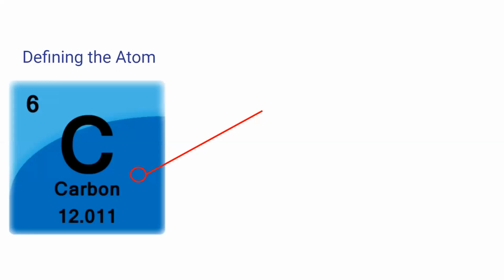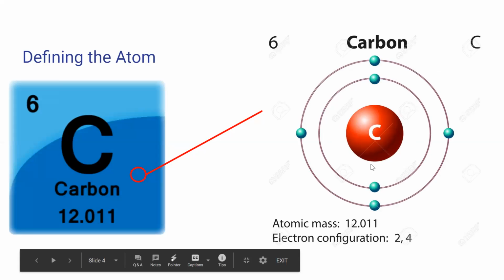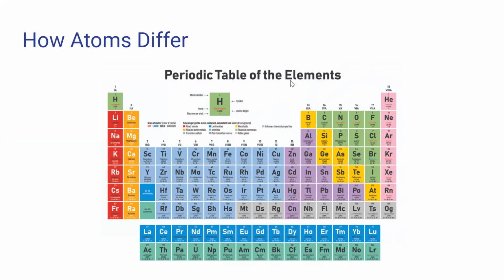So the atom is the simplest component in an element. So if you look inside, this is a carbon atom. It's composed of the nucleus over here, which is composed of the neutrons and protons, and then on the outside is electrons. I'm sure we already all know that. Okay. So how atoms differ.